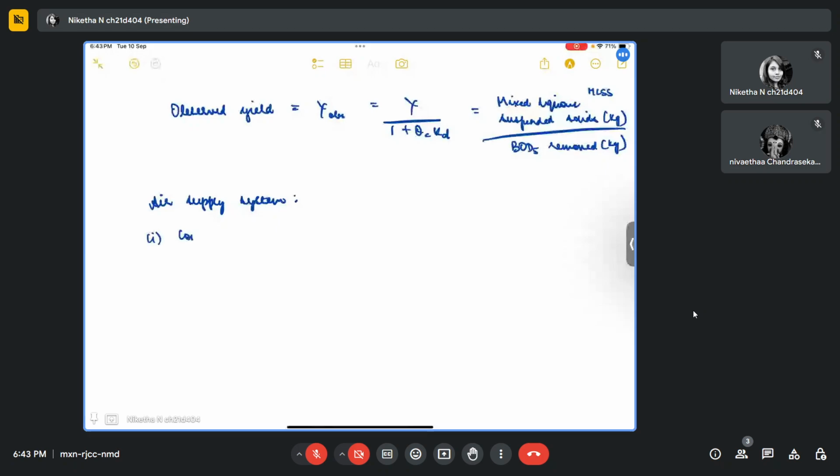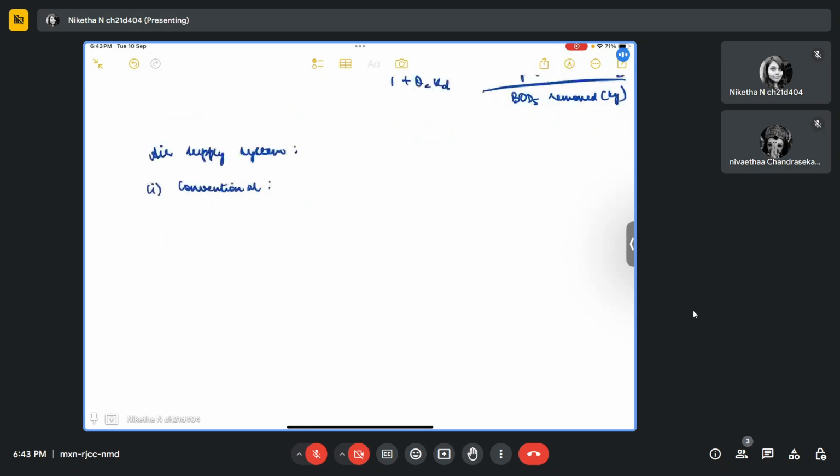So conventionally, the aeration and mixing will be uniform throughout the tank. So we will have aerators here at every point, and from the top we will have mixers. So mixing and aeration will be done uniformly.